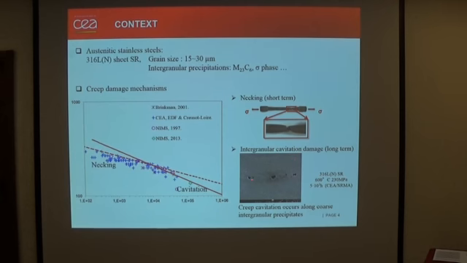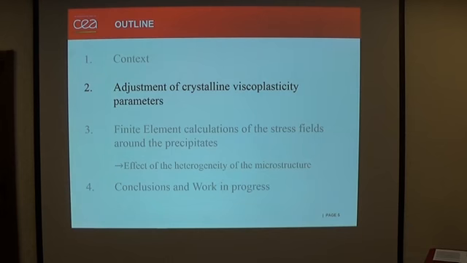It is not so clear, but we have precipitates along the grain boundary, and we observe the cavitation just on the interface of the precipitate and the grain boundary. I want to calculate the stress concentration at the interface. At first, I must do some adjustment of the parameters.